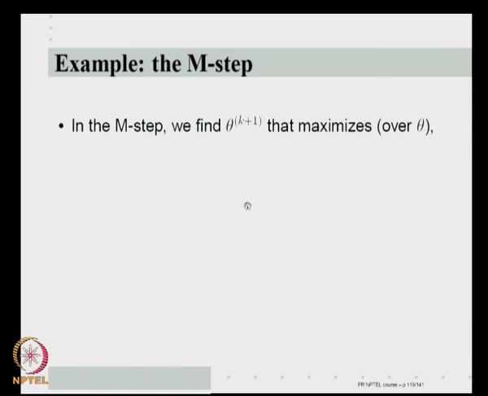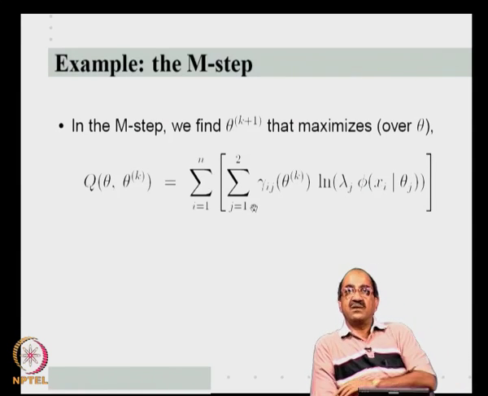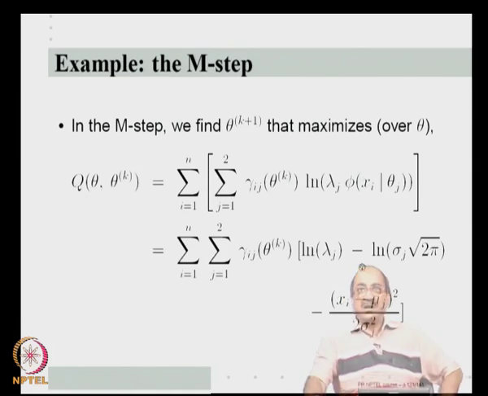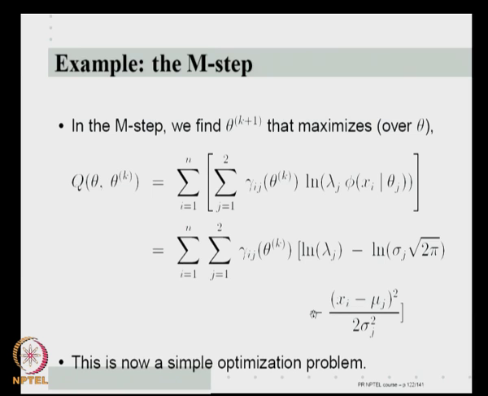In the M step, we have to find theta k plus 1 that maximizes Q of theta, theta k over theta. This is my Q. As you can see, the gamma ij's have now come in as the expectation of those Zij's conditioned on x and theta k. Now, if I substitute for my Gaussian, this will be ln lambda j minus, for the Gaussian, ln sigma j root 2 pi, minus xm minus mu j by sigma j, whole squared. This is a very straightforward maximization to do. Note that gamma ij's are only a function of theta k, they are not a function of theta. When I am maximizing with respect to theta, these are constants. So, if I want to maximize this with respect to mu, only this term will contribute a derivative with respect to mu.